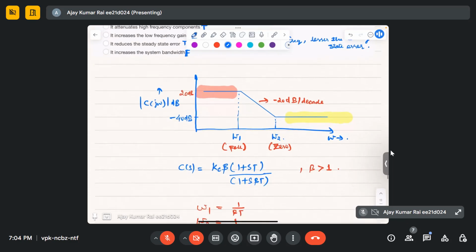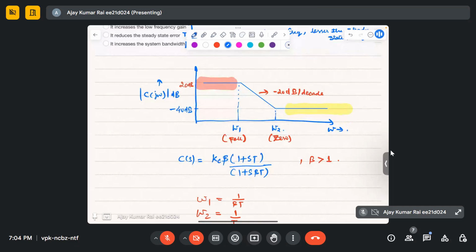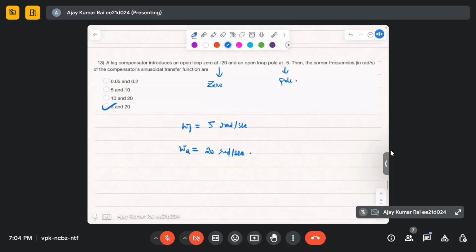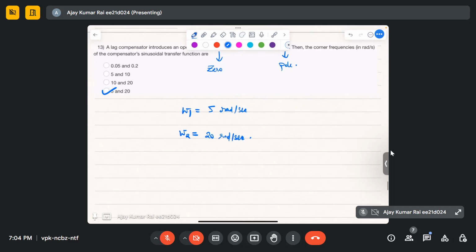You know the transfer function, right? And also you know the Bode plot. Omega 1 is equal to pole, omega 2 is equal to zero. That's what is asked. Pole and zero are given and they're asking the corner frequencies.